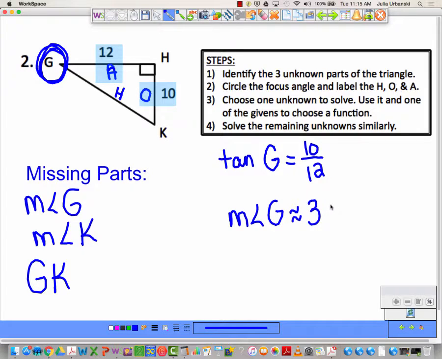Let's do the nearest tenth. You said 39.8? Does everyone's calculator agree with that? Okay, you can do a lot of work to figure out angle K, or you could do it the easy way. Subtract everything from 180. Let's see what you get. 180 minus the 90 and minus the 39.8.